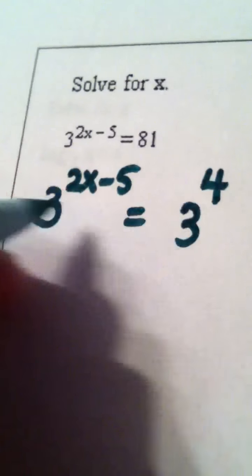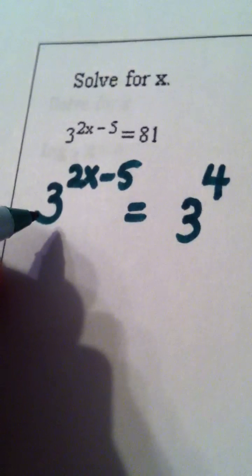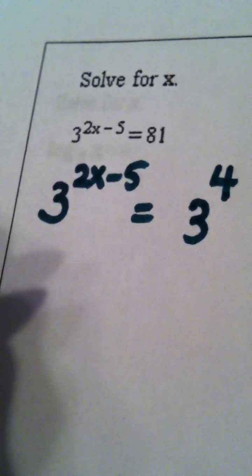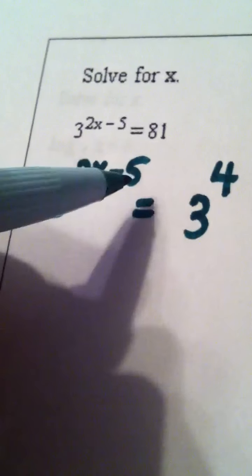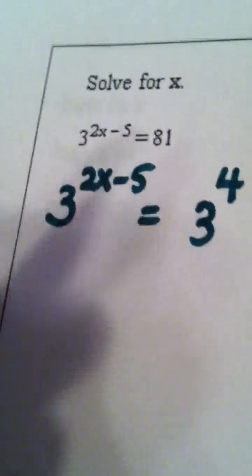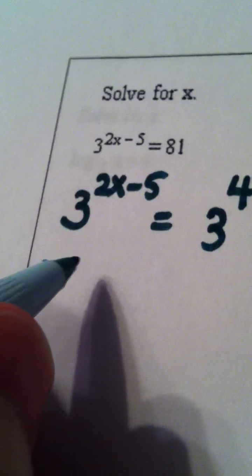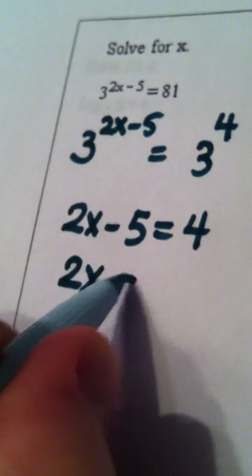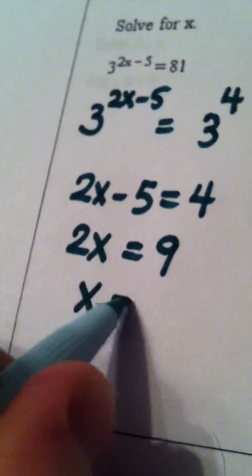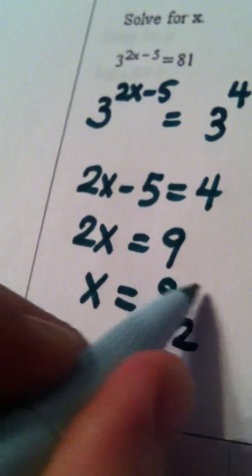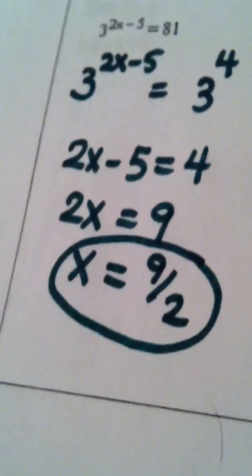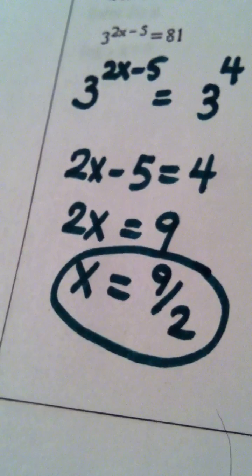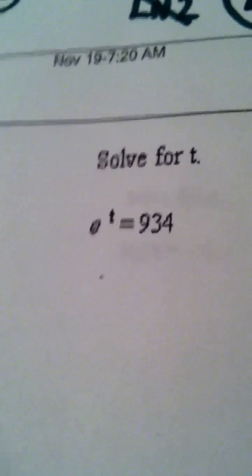Whenever you're solving an exponential equation and you make the bases the same, at this point you virtually ignore them. The only way this can happen is if the powers are equal. So your very next line here would be to ignore the bases and to equate the powers. That would give me 2x is equal to 9. X is equal to 9 over 2. And we're done.